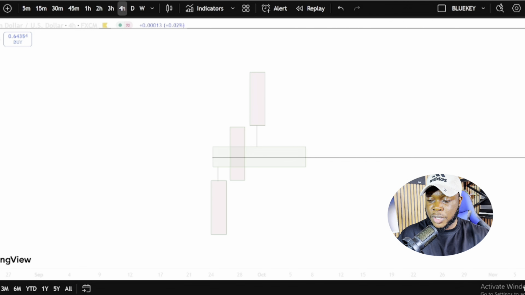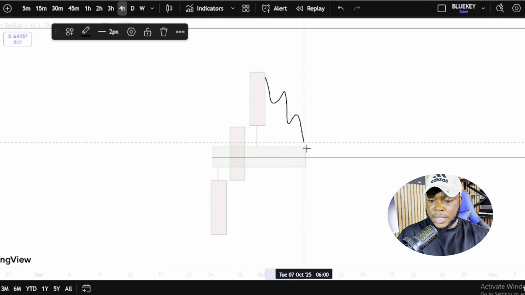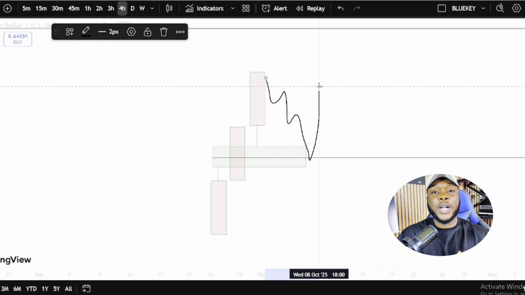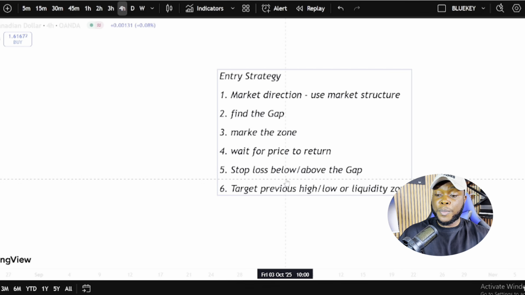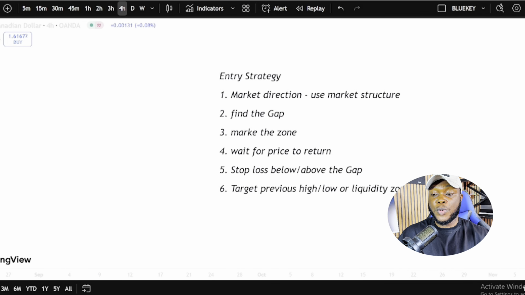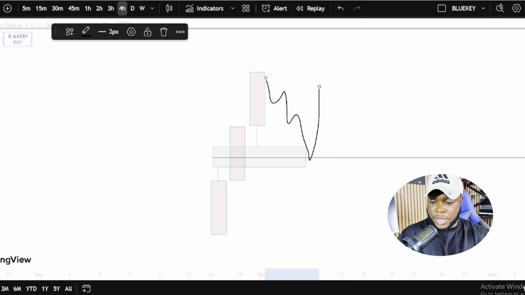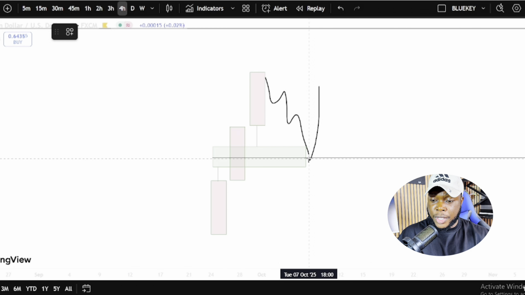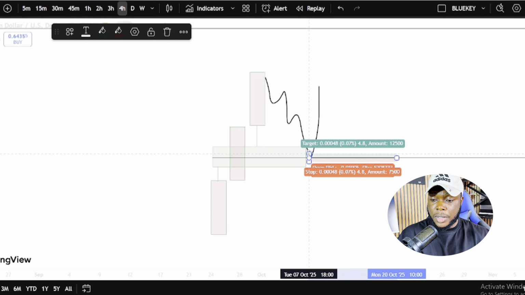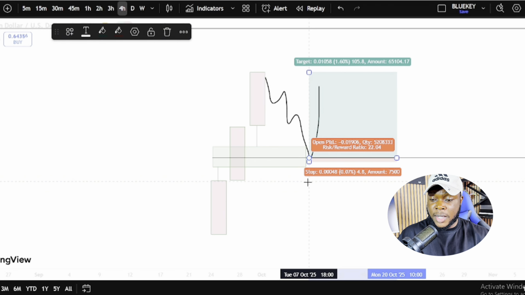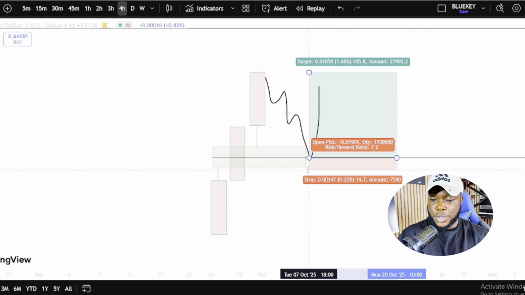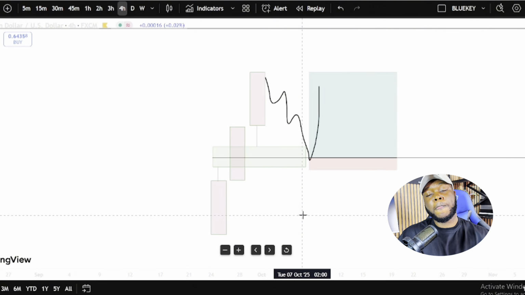So we want to see the market come down like this, drop like this, and usually come and snipe around the 50% area before the move actually kicks in, right? Good. So your stop loss is usually just below the gap, and your target is the next liquidity zone or your high. So you want to see something like this. You get your entry around the 50% area. Your target should be the next high, right? And your stop loss should be just below the gap, period.